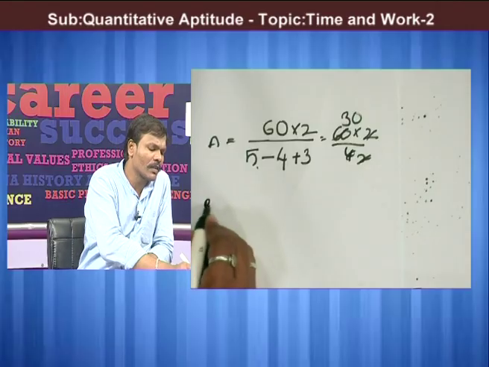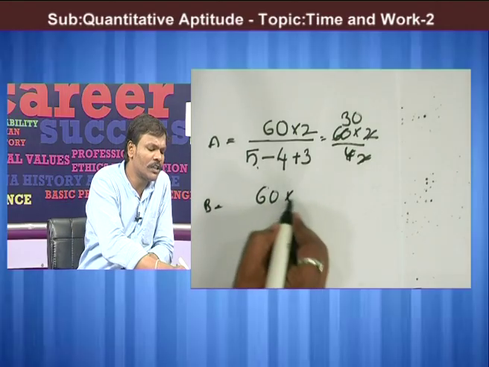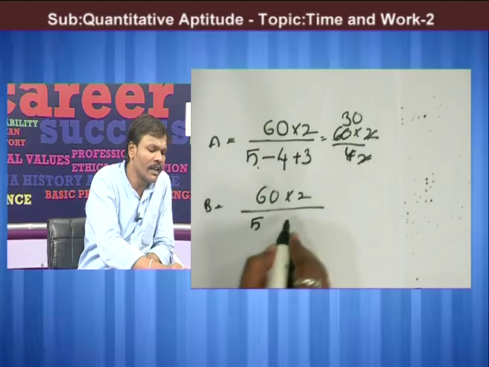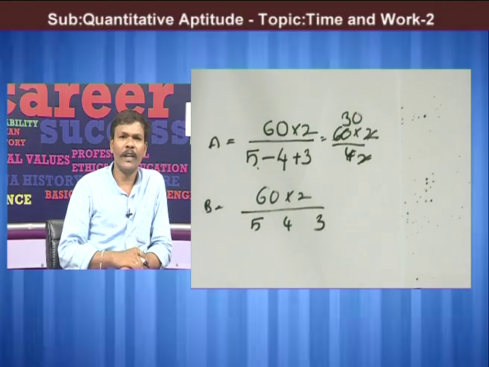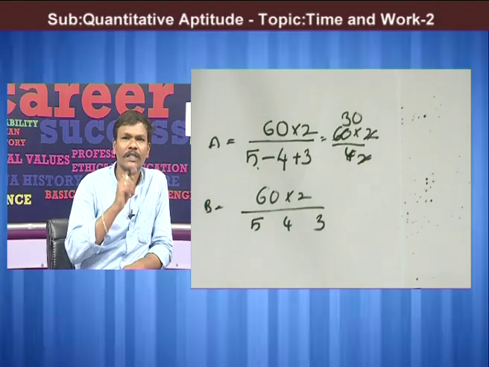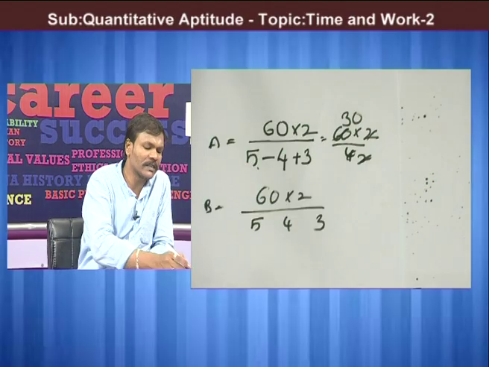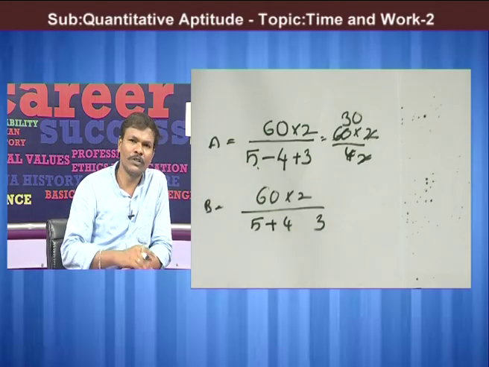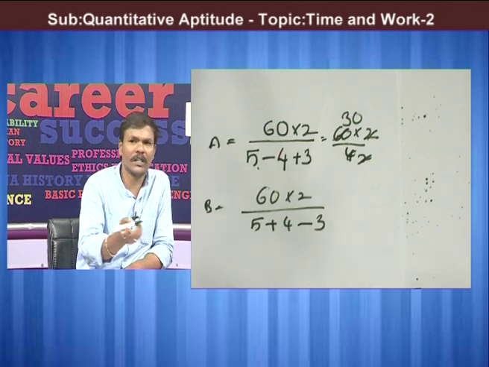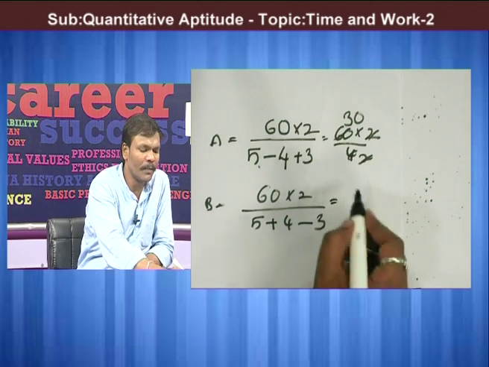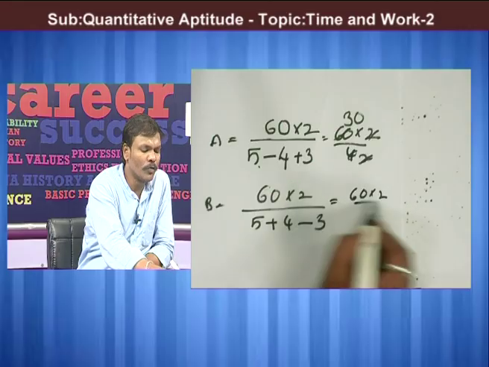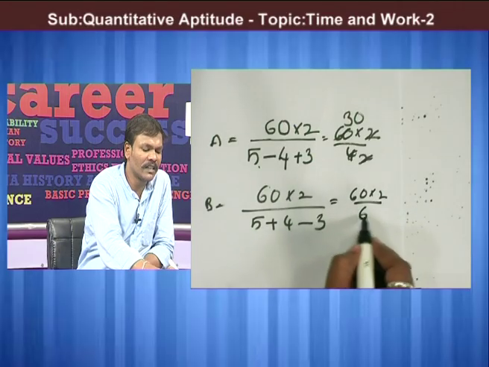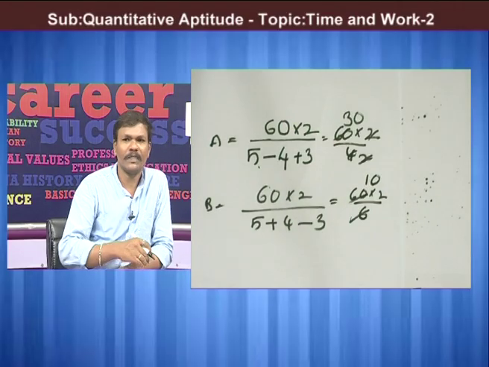The same for B: 60 into 2, again 5, 4, 3. Where we have the B? We have the B in the first case, we have the B in the second case. So, first and second are positive, we do not have the B in the last case, so it will be negative. Simply 60 into 2 by 5 plus 4, 9, 9 minus 3, 6, 6 10s are 20.